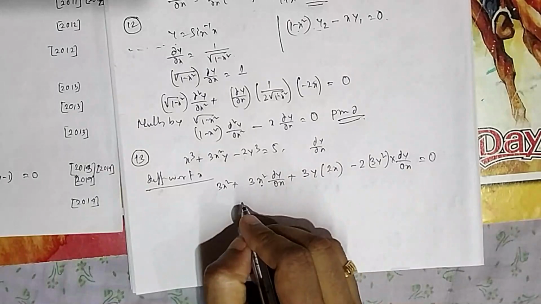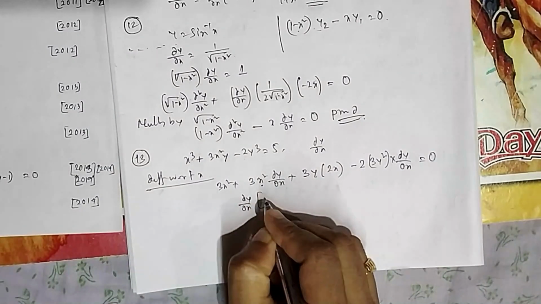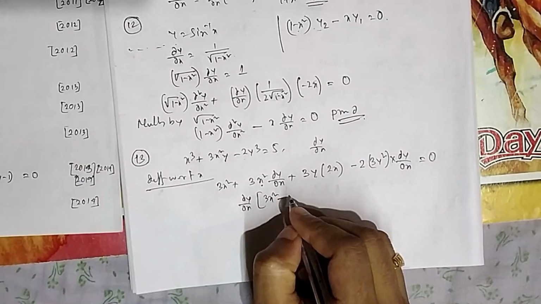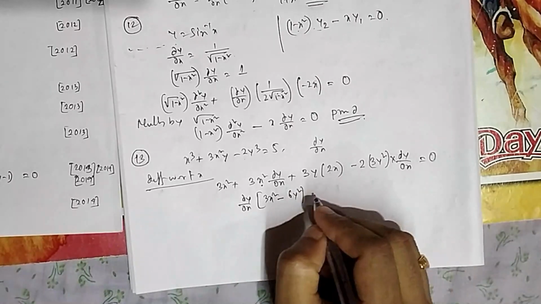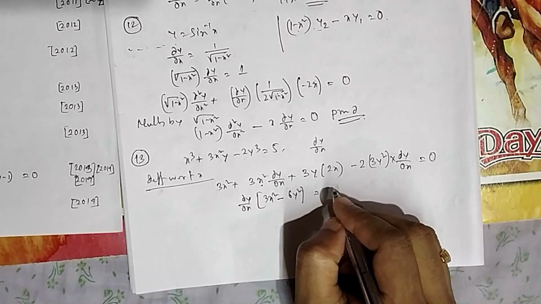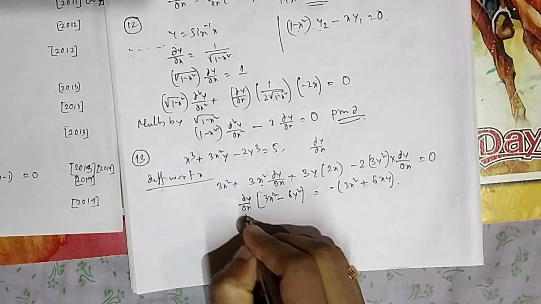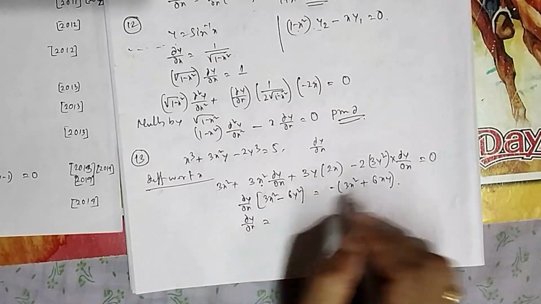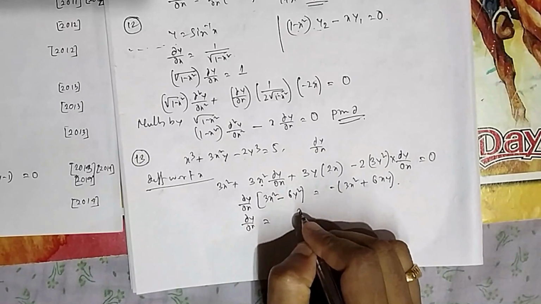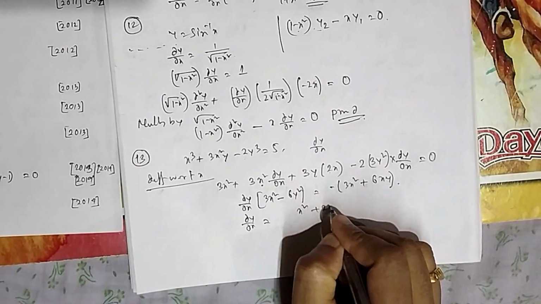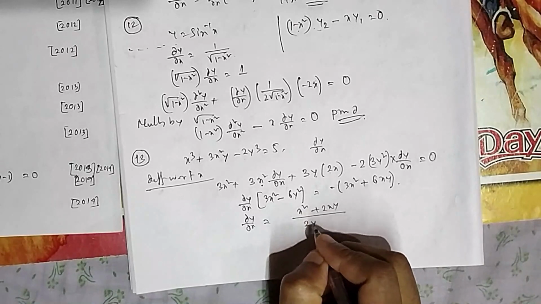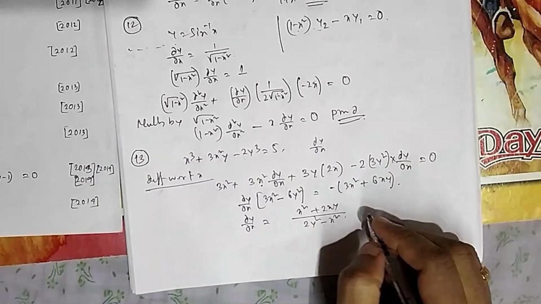Now you keep dy dx on one side and take everything common. So it will be 3x square minus 6y square is equal to minus 3x square plus 6xy. So dy dx is equal to, 3 you can take common, so it will be x square plus 2xy divided by 2y square minus x square. So this is your answer.